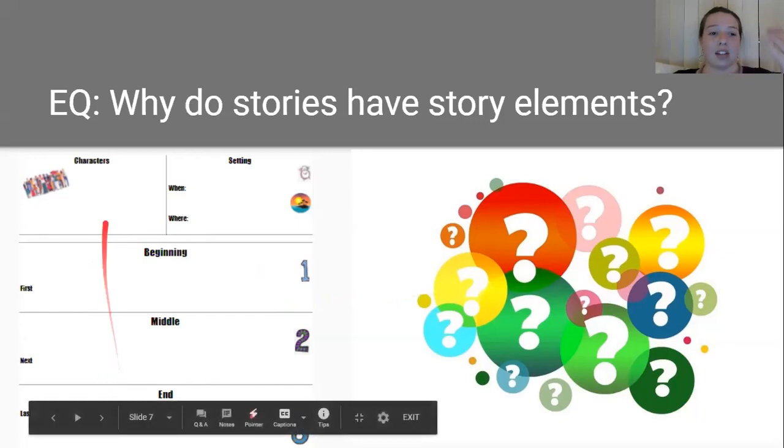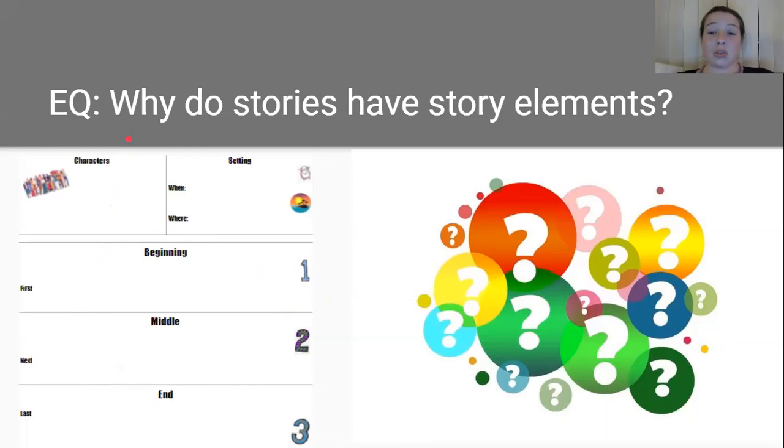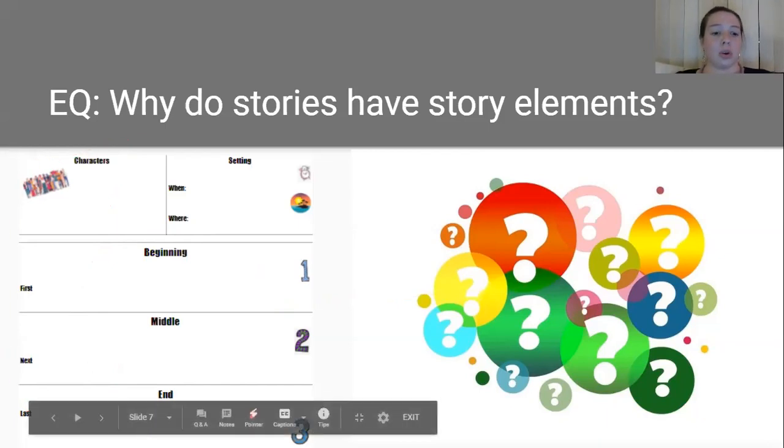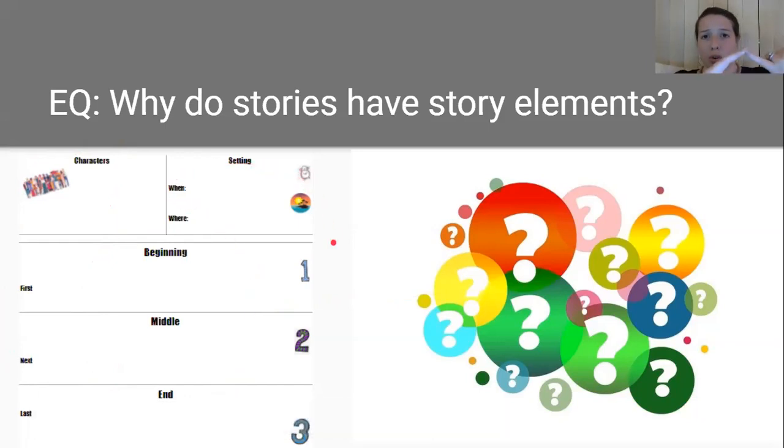Then we have the event. So after our author tells us our character and our setting, then we can get on with what is actually happening in our story. So when we break things down into our story elements, it helps the author organize the story they're going to tell and how they're going to tell it. And it helps the reader better understand the story that the author is trying to tell us. Well, you might come up with a different answer to this essential question, and that's totally okay.